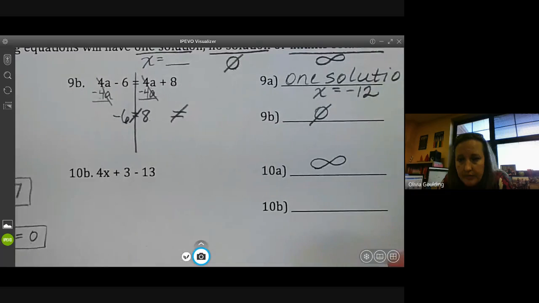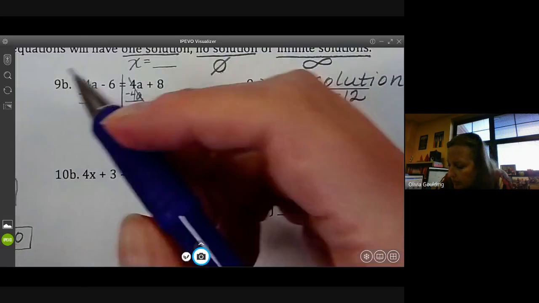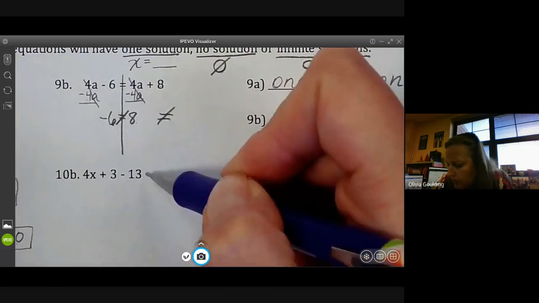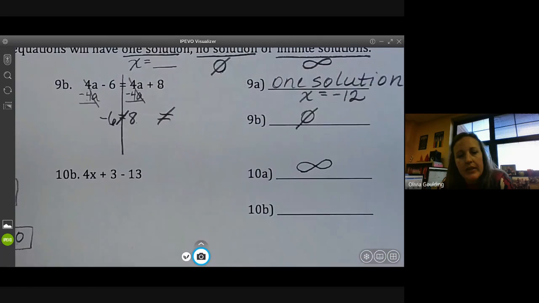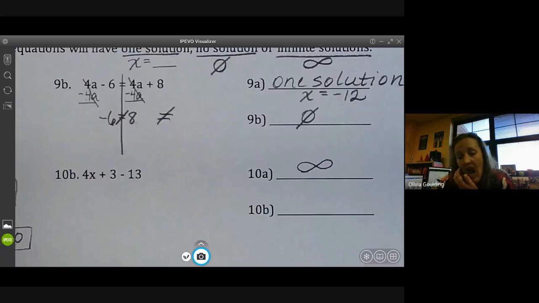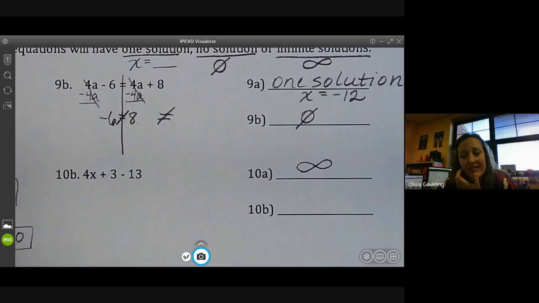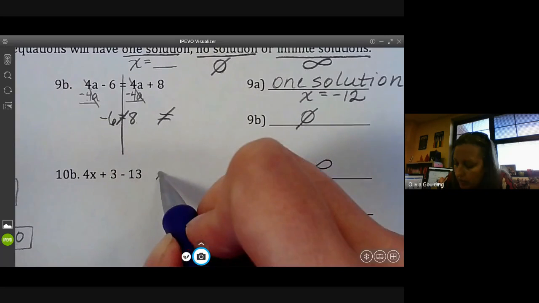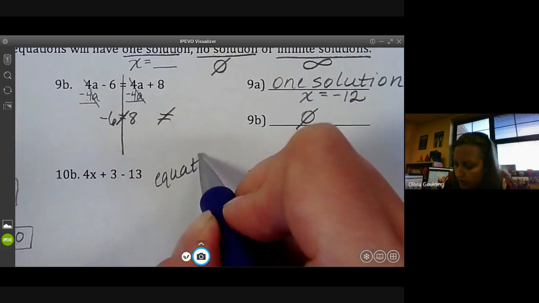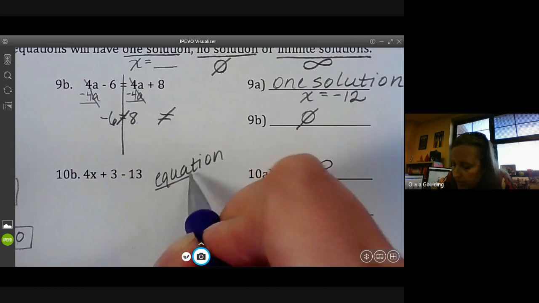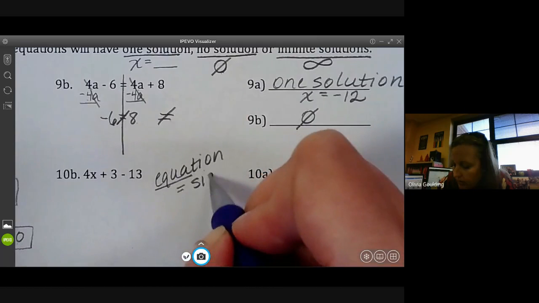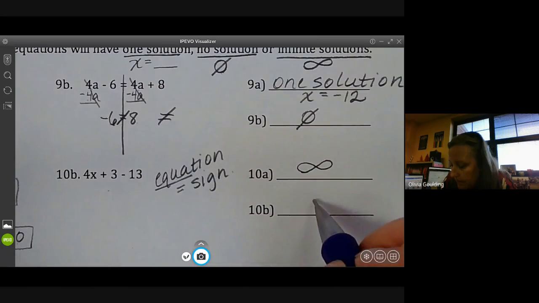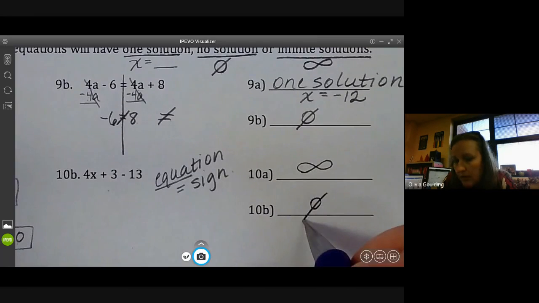All right, let's go to 10b. And for this one, wait, I'm trying to look where I'm going to put my line. And what am I looking for? I'm looking for an equal sign. Is there an equal sign here? No. So I do not have an equation. So in order to have an equation, see, equa, I need to have an equal sign. This is not even an equation. So automatically, there's no solution.